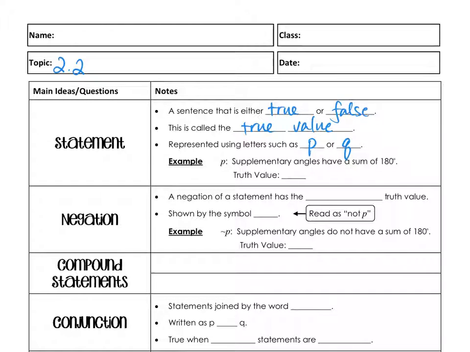So here's an example. Statement P, supplementary angles have a sum of 180 degrees. And in this case, the truth value is a T, meaning this is a true statement based on our very last unit. Now, a negative statement is called a negation. So a negation of a statement has the opposite truth value.